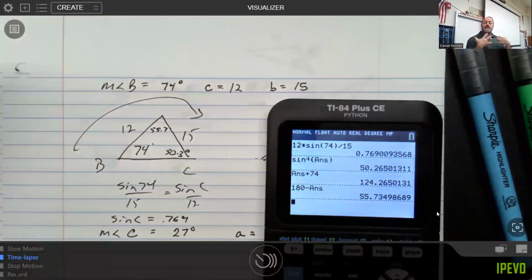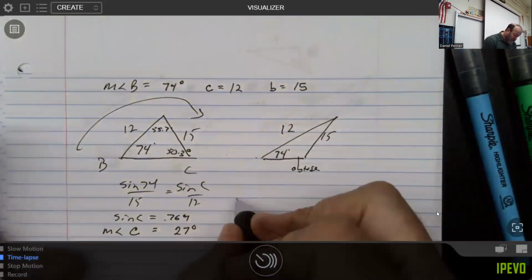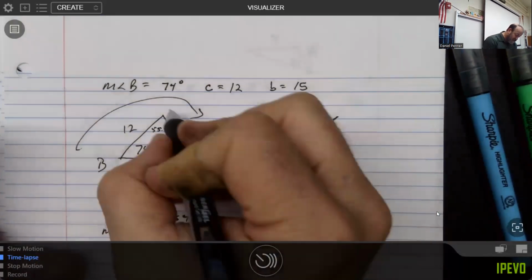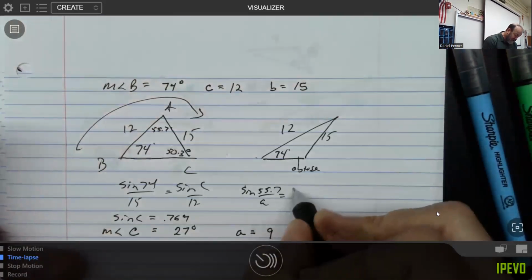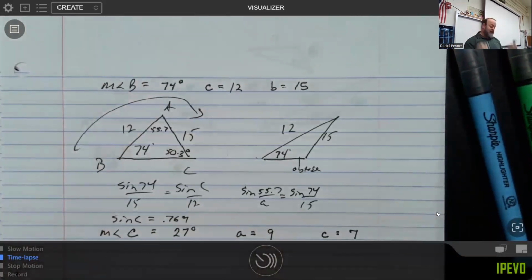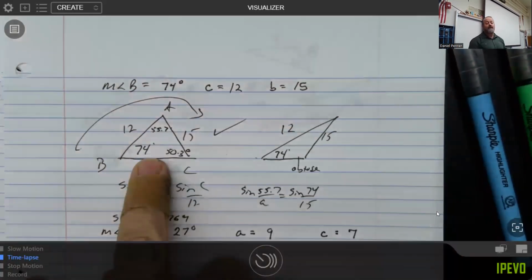And you can see there's no mathematical problem with this. I could go through this process. I could do the law of sines one more time and say the sine of 55.7 over, I guess this is going to be little a, would be the sine of 74 over 15. See, there's no mathematical fallacy. This is a good problem right here. Check. That one's great. I've got everything I need.